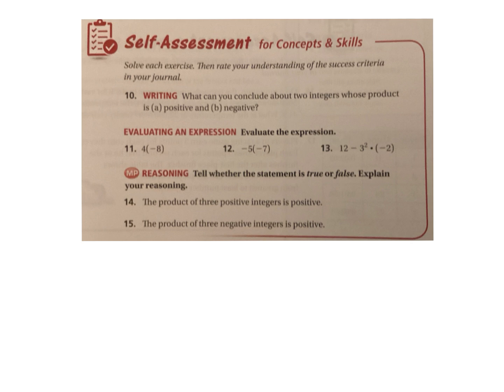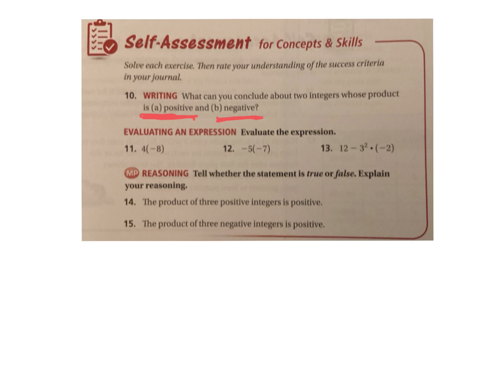All right, number 10 says, what can you conclude about two integers whose product is A positive and B negative? Well, if you have a product that is positive, it's always going to be the same sign. You're going to have a negative times a negative or a positive times a positive. The same equals positive. Now, if it's negative, it's always going to be different. You're going to have a positive and a negative, or a negative and a positive. And you will always have a negative.